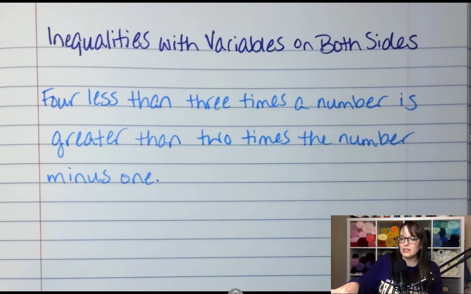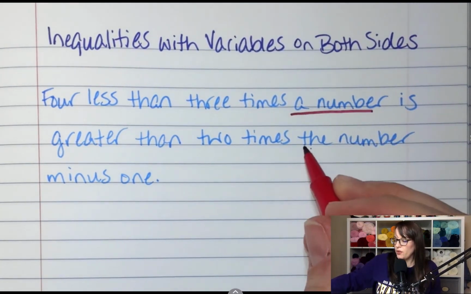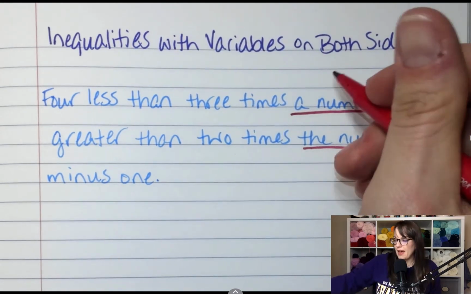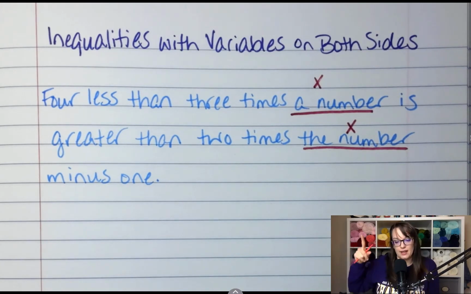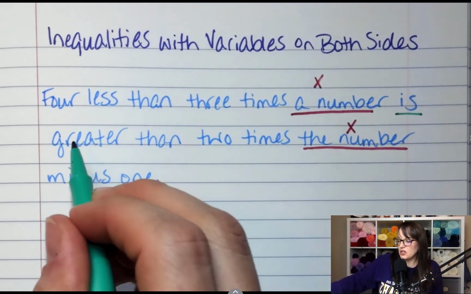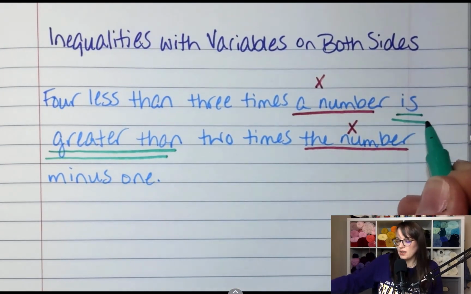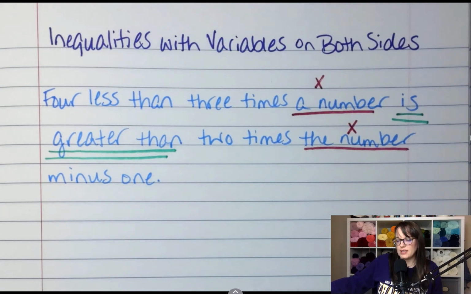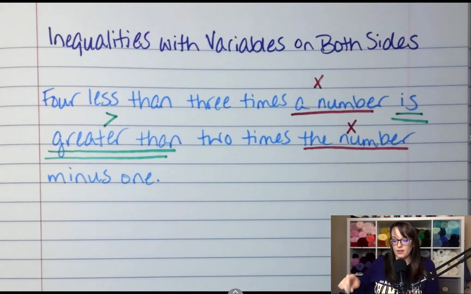So first, I want to identify that a number piece. So this a number, the number, that's going to be my x value. So when it says a number, I'm thinking x. The other one I'm keying into is this is greater than. Now, does that say greater than or equal to? No. So I know that that's going to mean this sign, greater than.